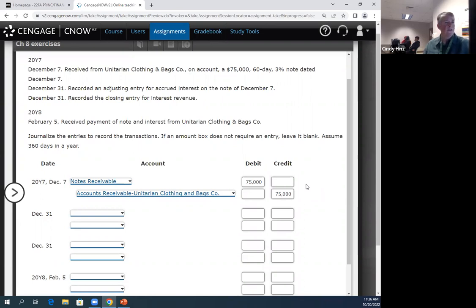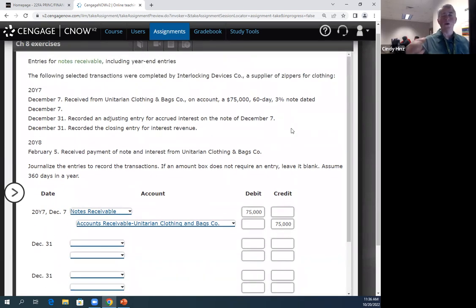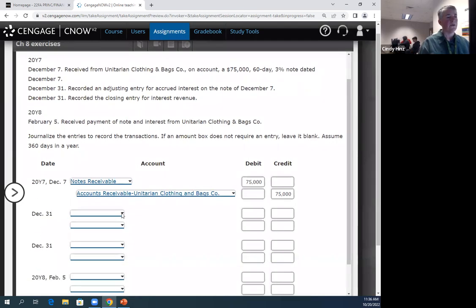On December 31st, the note has now been outstanding for how many days? Well, there are 31 days in December. The note wasn't made until the 7th, so that's 24 additional days in December, 24 days that this note was outstanding. And so Interlocking has now earned 24 days worth of interest. On December 31st, we get to make an adjusting entry to record that interest receivable and the interest revenue.